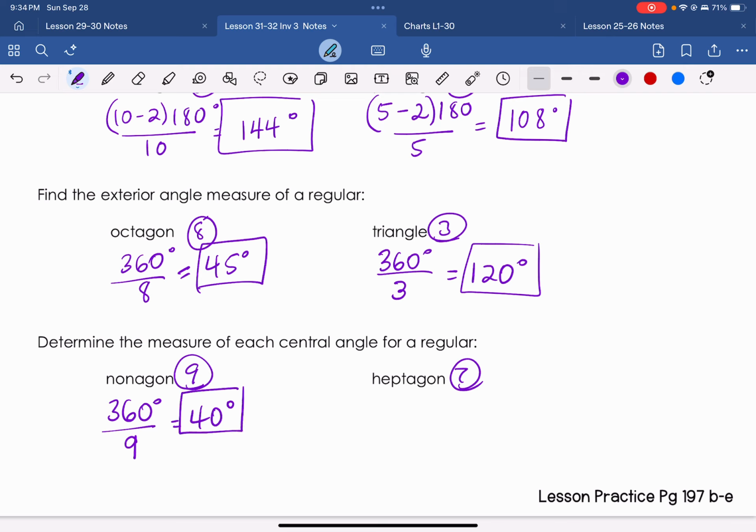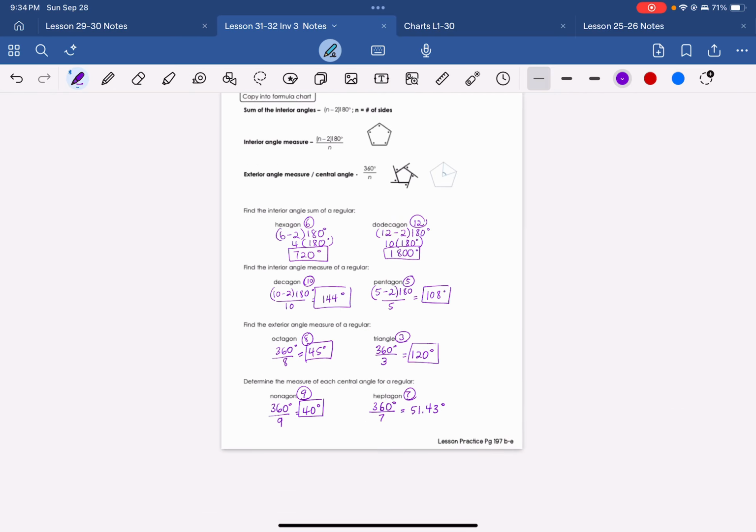Pause and try solving for the central angle of a heptagon. Once again, we take 360 divided by 7, and we get 51.43 degrees. Okay, that is investigation 3.